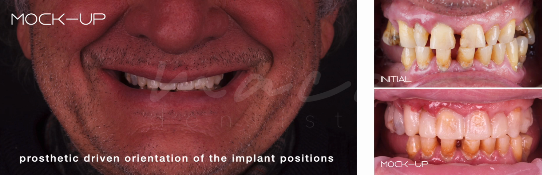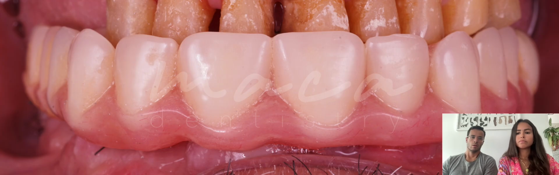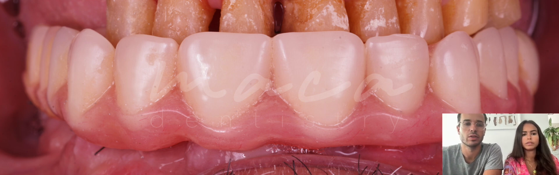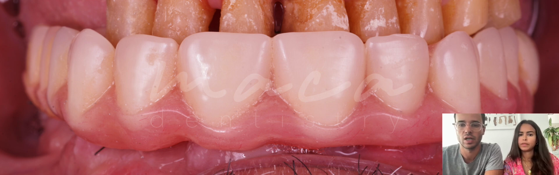With a 3D printed mockup and a silicone index, we can try the previous plan design on the patient's mouth. Both us and the patient approved the try-in, so it was scanned and superimposed with a preoperative intraoral scan and CBCT to digitally plan the implant surgery. Due to the patient's systemic condition, it was decided to perform the surgeries separately. So we performed first the upper surgery, and 3 months after that, the lower one.